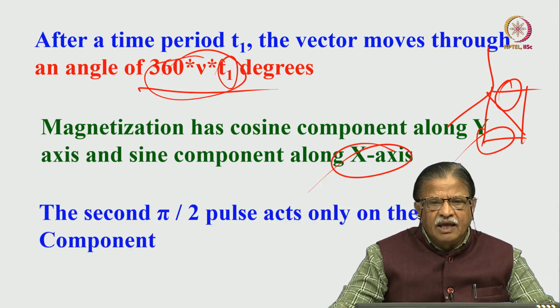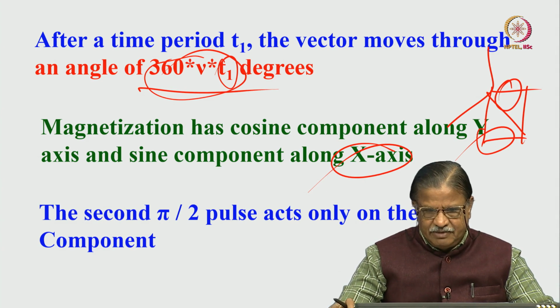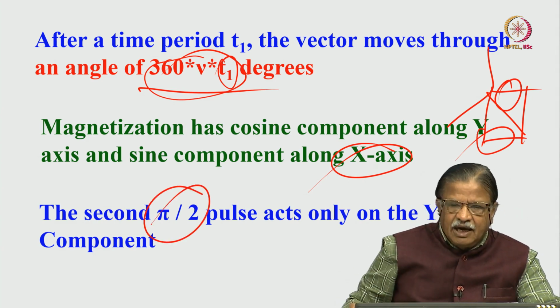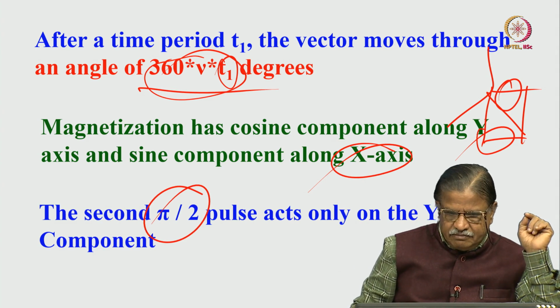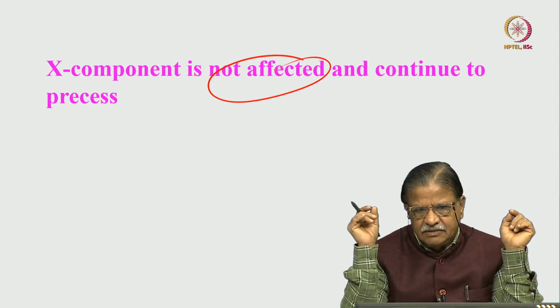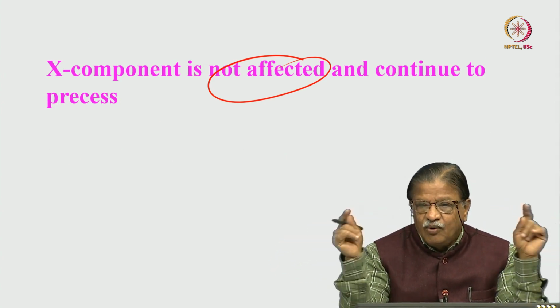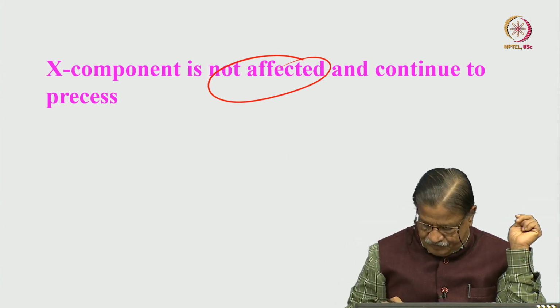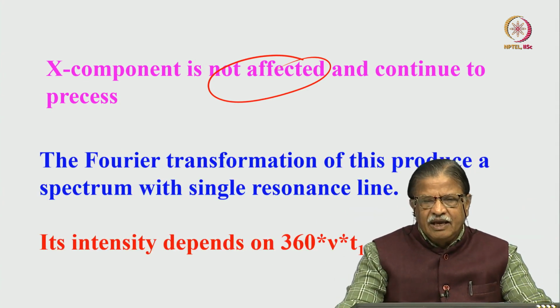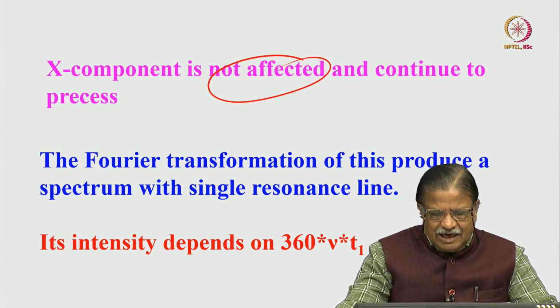What does the second pulse do? This is what is happening to the vector during the period t1 after applying the 90 pulse. The second pi by 2 pulse acts only on the y component. That is what is happening. The x component is not at all affected, and it continues to precess the way it is precessing. Only the y component is getting affected. Then what happens? We will allow it to wait for some time and collect the signal.